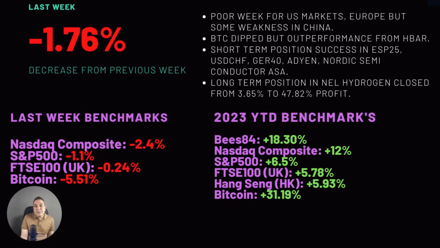So if we now look at the 2023 year-to-date benchmarks, our portfolio is up 18.30%. And we are also outperforming the Nasdaq, which is up 12%, the S&P, which is up 6.5%, the FTSE, which is up 5.78%, and the Hang Seng Index, which is the Hong Kong index, which is up about 5.93%, and then Bitcoin is up about 31.19%.